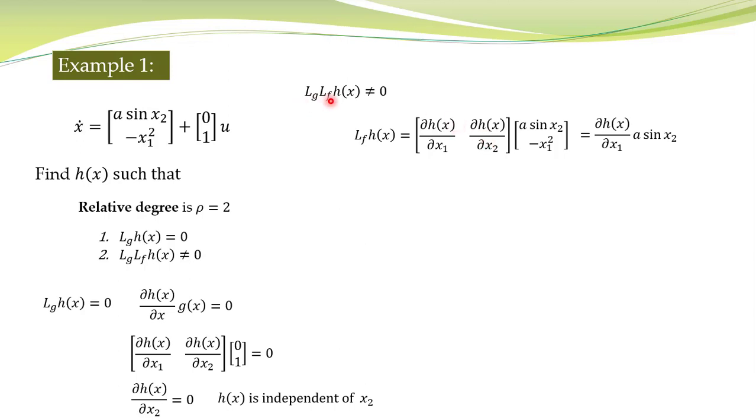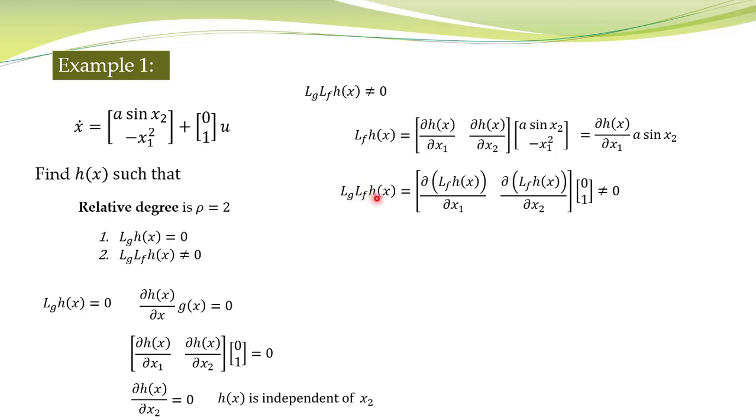And then we need to compute this thing, and Lg Lf h of x is by definition equal to the partial derivative of Lf h of x with respect to x1, its partial derivative with respect to x2, multiplied by g of x, and we want this to be not equal to 0. This multiplied by 0 and this multiplied by 1, that is over here, this must not be equal to 0.